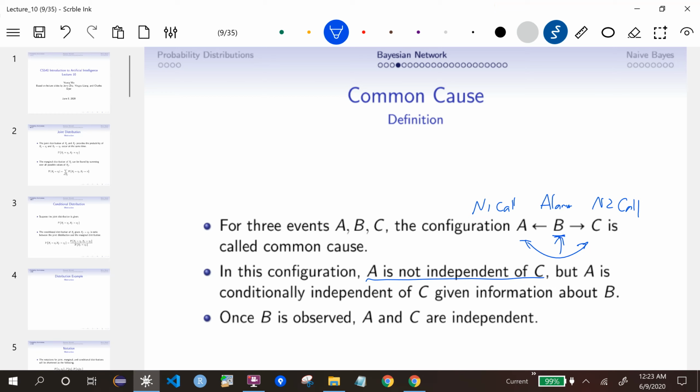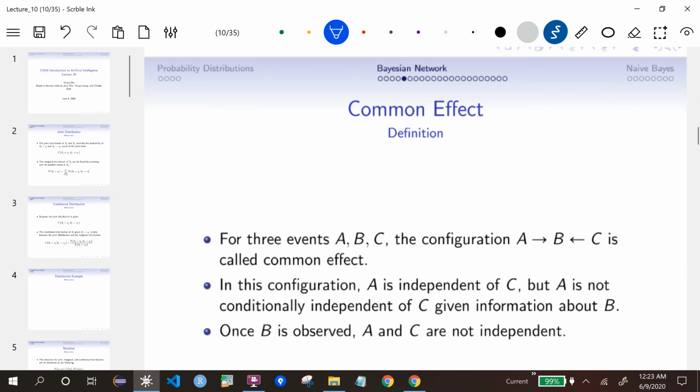However, if we know the alarm sounded, then the probability that one neighbor calls you and the probability that the other neighbor calls you are independent. And it's the same whether there is an alarm or not. In the case that there is no alarm, of course they call you for different reasons, so this is completely independent. So if B is observed, A and C are independent. So A is conditionally independent of C. That's why we don't need a link between A and C, because they are not directly related.